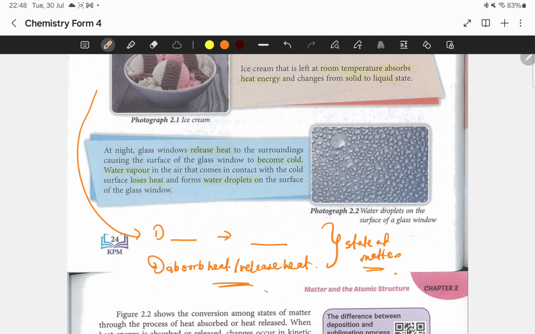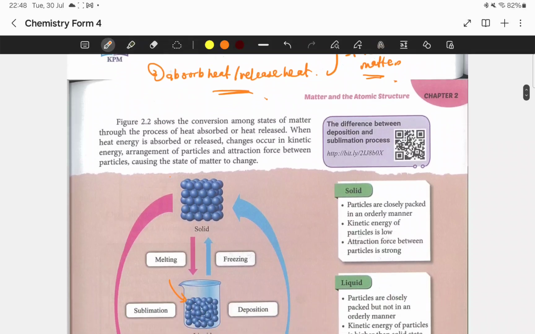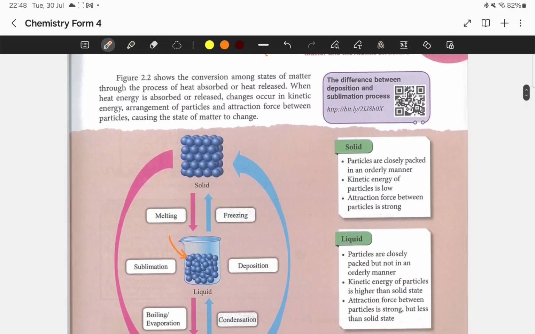Okay, if I gave you something like the ice cream just now, you should say that the ice cream is changing from solid to liquid. So what is the process? The process is by absorbing heat. Okay, this is how we want you to understand and evaluate the basic concepts. Okay, moving on. I hope my teaching is not so fast.